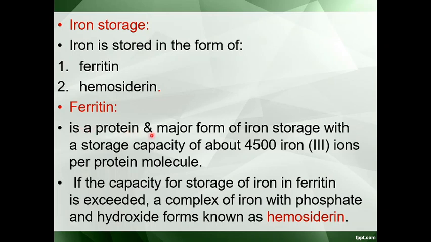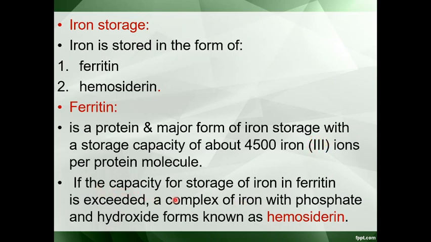Ferritin is a protein, the major form of iron storage, with a storage capacity of about 4,500 iron per protein molecule. From this slide, what you perceive is that it is a protein that stores iron. How much iron? 4,500 iron molecules. Iron is stored in the form of ferric iron.